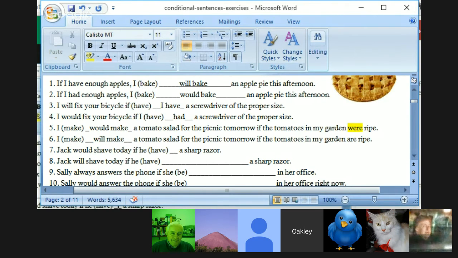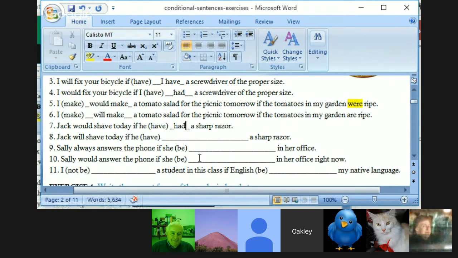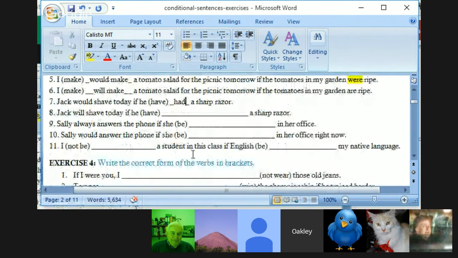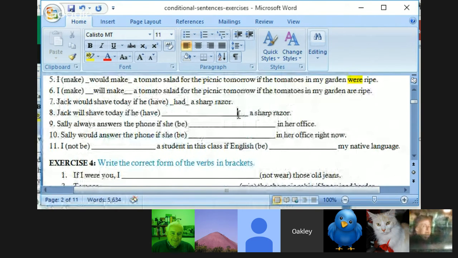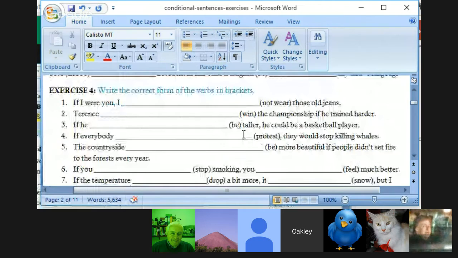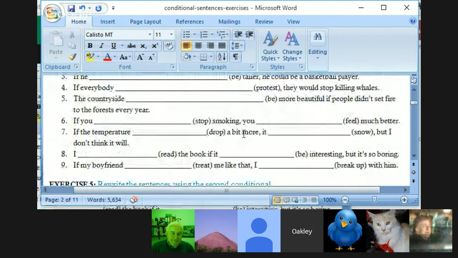Okay, Nidair, number 7. Jack would shave today if he had a sharp razor. All right, had. Good enough. Okay. All right, I think we made it all the way around. Let's try one more round with a different exercise.